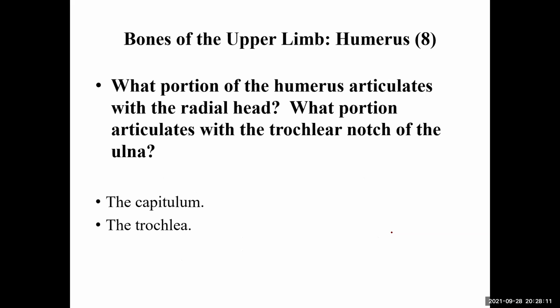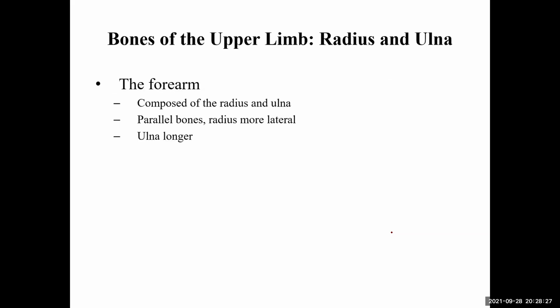All right, so what portion of the humerus articulates with the radial head? That would be the capitulum. The capitulum is the ball. The radial head, I'll show you here in a moment what it looks like. And then what portion articulates with the trochlear notch of the ulna? That's going to be the trochlea.